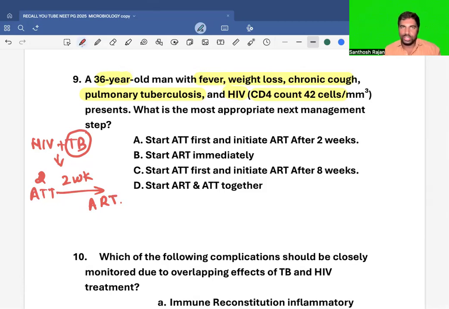Because if you give ART right at the start, the lymphocytes start to increase, and then you will get a hypersensitivity reaction. So a minimum 2 week gap is needed. Here it was given: start ATT first, the TB first, and then initiate ART after 2 weeks. 8 weeks is too much, not that much. The gap between the two treatments should be 2 weeks minimum. That is the clue, so if this question is there, this is the one you have to answer.